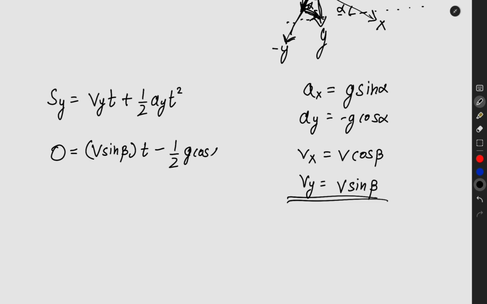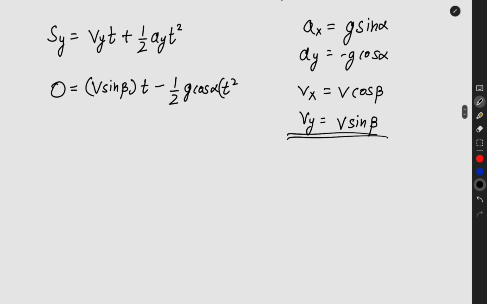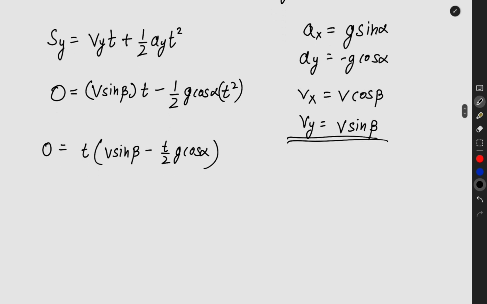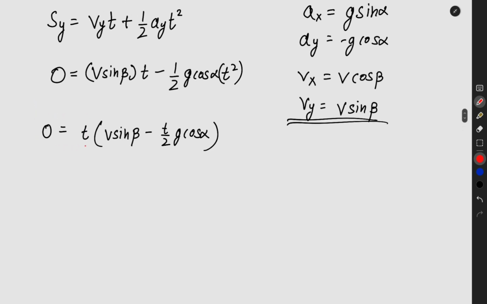G cos of alpha times t squared. Notice how I can factor out a t out of this expression. So it leaves me with v sine beta minus t by 2 g cos alpha. Now, because this was a quadratic in t, I would get two solutions. So one solution I'm getting is t equal to 0, and one solution is this expression equal to 0.